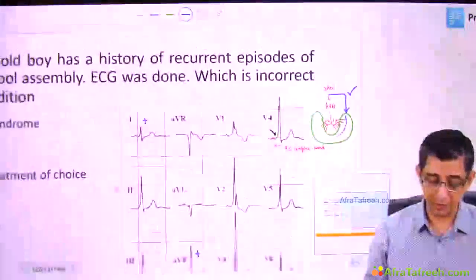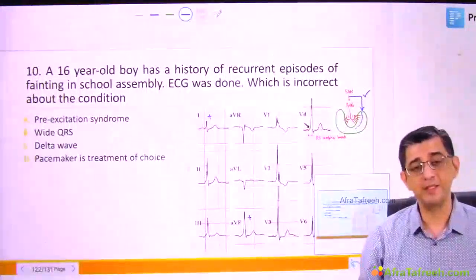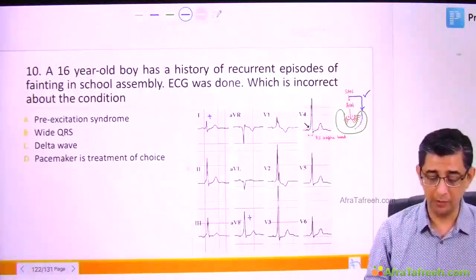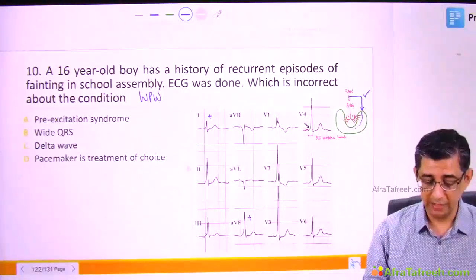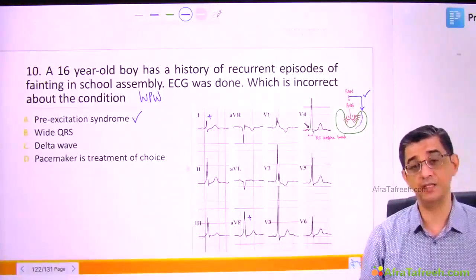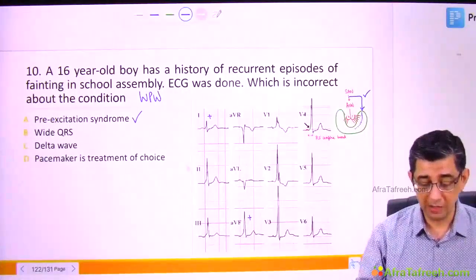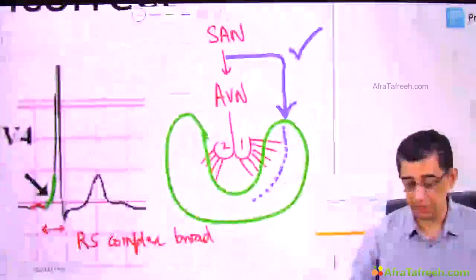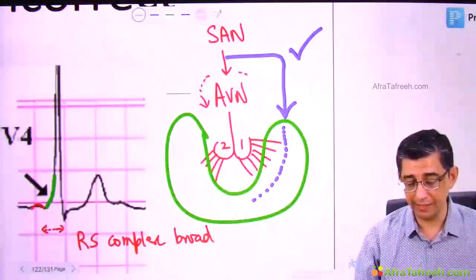So based on this information, let's look at the options here. A says pre-excitation. Yeah, WPW is the clinical diagnosis in this case. It is a condition where ventricles are getting excited earlier than normal. Why am I saying that? Because the AV node of yours and mine is very slowly conducting. AV node has a decremental property.